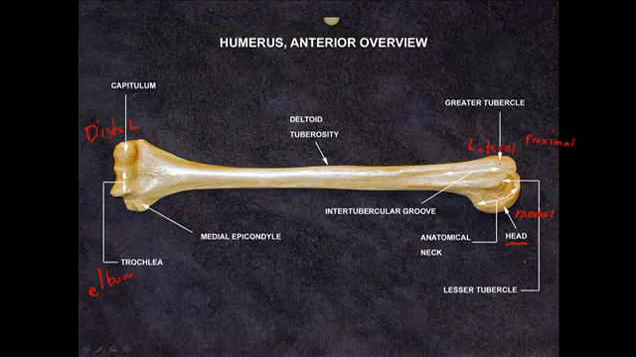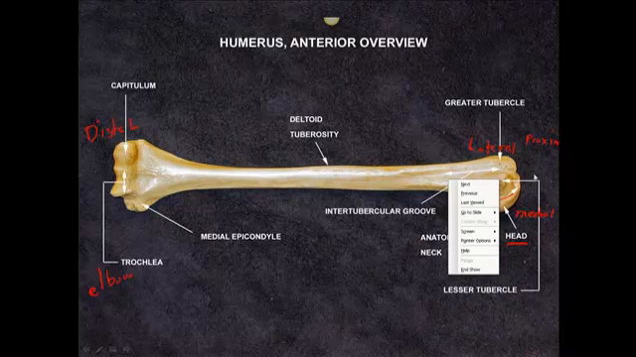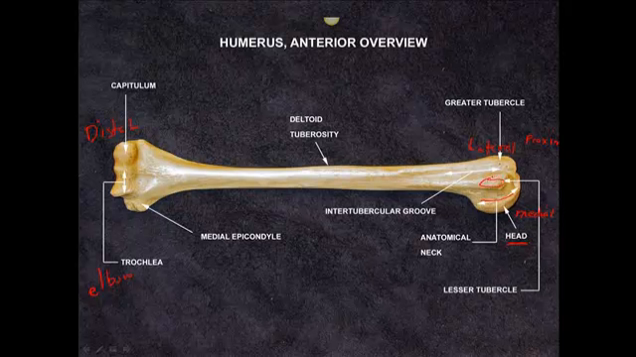This is the anatomical neck here, head, neck, right? This is the anatomical neck. This is called the lesser tubercle here. It's hard to see on a two-dimensional picture. This is the greater tubercle, and there's a groove between the tubercles. So the groove between them is called the intertubercular groove. So those are the features on the medial part.